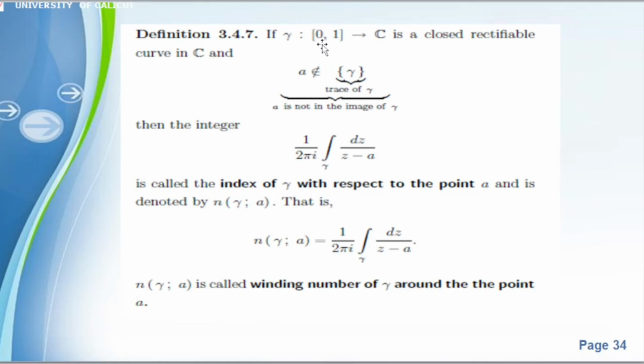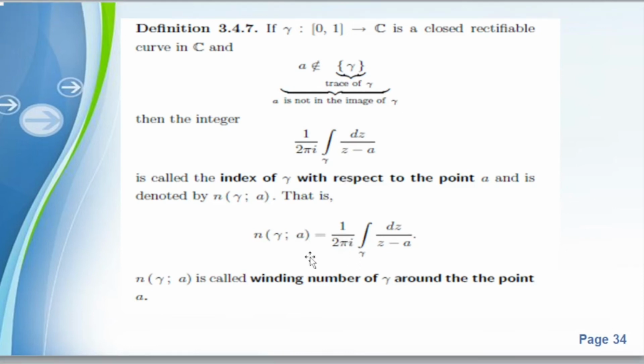If gamma, a function from the closed interval 0, 1 to C, is a closed rectifiable curve in C, and a does not belong to the trace of gamma, then the integer 1 by 2 pi i integral over gamma dz by z minus a is called the index of gamma with respect to the point a, or the winding number of gamma around the point a. That is, n gamma a is the winding number around a, which is equal to 1 by 2 pi i integral over gamma dz by z minus a.